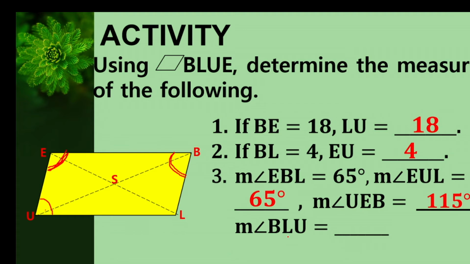And for the measure of angle BLU, angle UEB and angle BLU are opposite angles. So therefore, they are congruent. So angle BLU will also have a measure of 115 degrees. If we sum up the four angles of quadrilateral BLUE, it would be equal to 360 degrees.